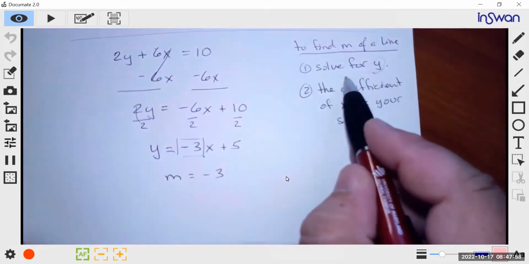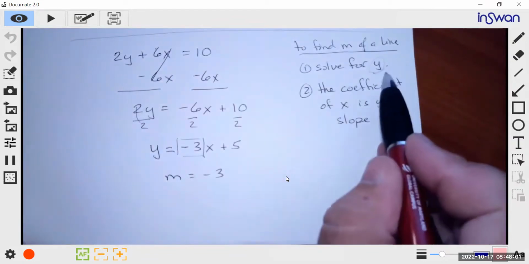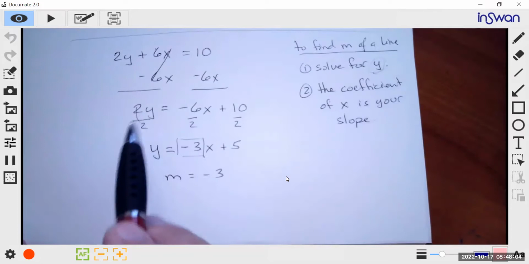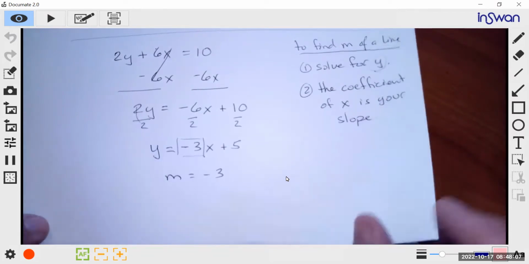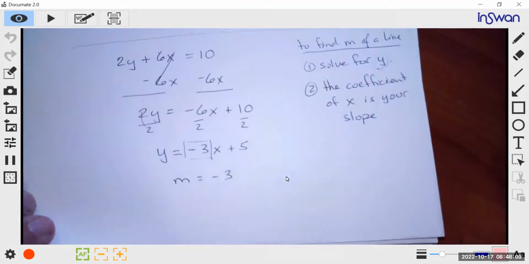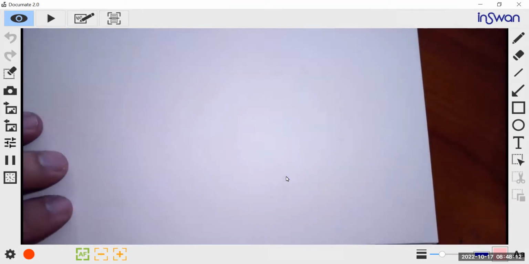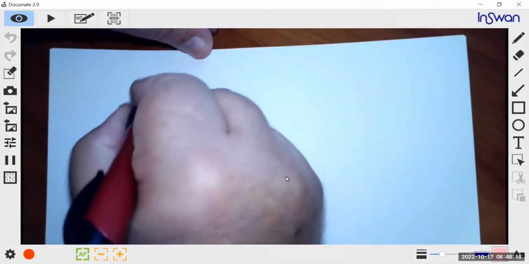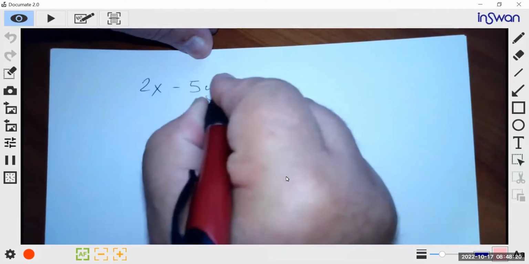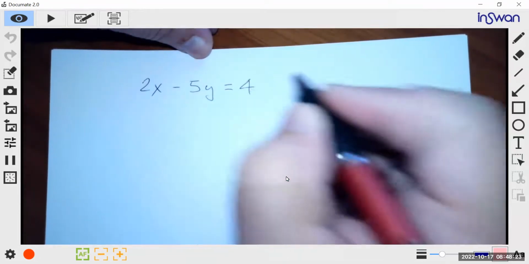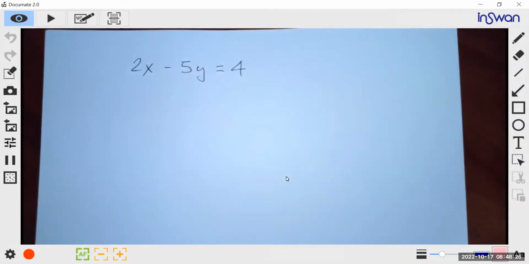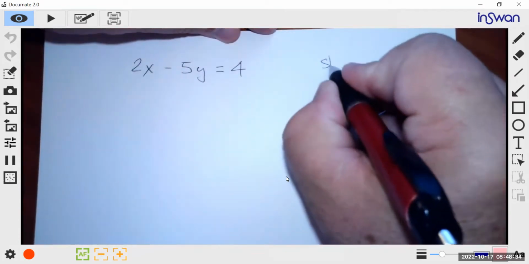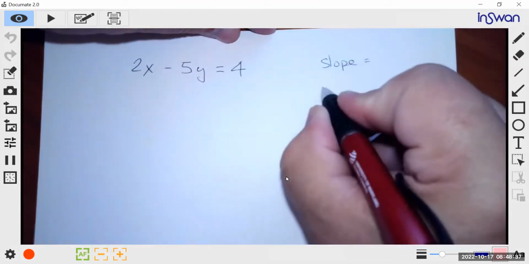So remember, first you have to solve for y, get y by itself. It cannot have a coefficient, so you get rid of the coefficient. Okay, let me give you another one. Find me the slope. And also tell me the y-intercept.